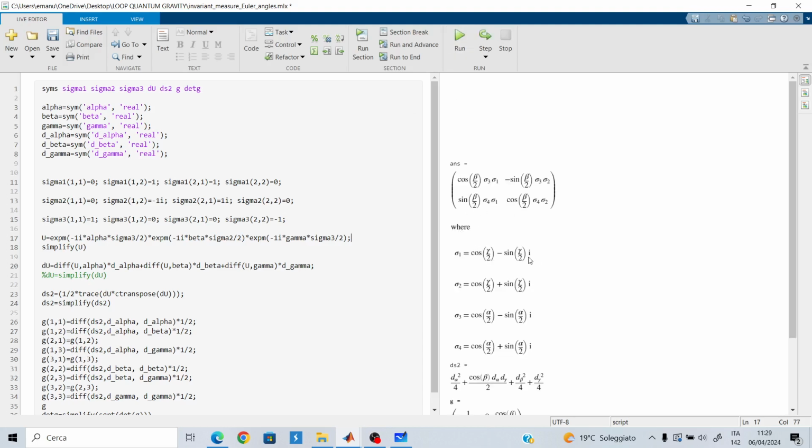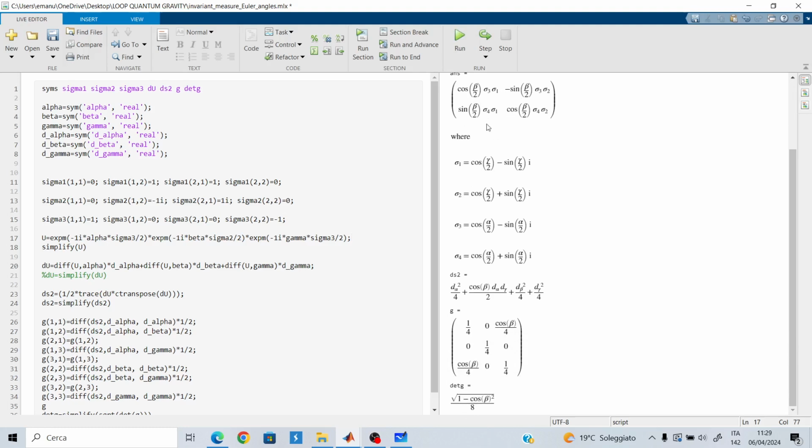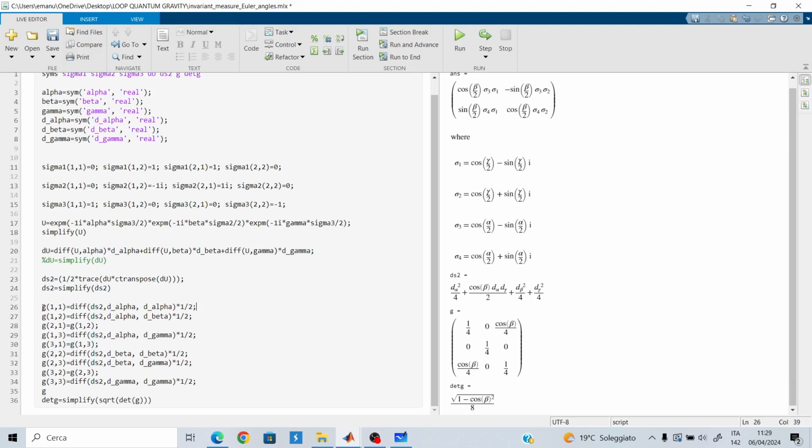So you can see that this is the expression for u. And this is how MATLAB outputs the expression. It's something that we saw in a previous video, but never mind. ds squared, and then it also calculates g. And how does MATLAB calculate g? I have defined g here in these lines.